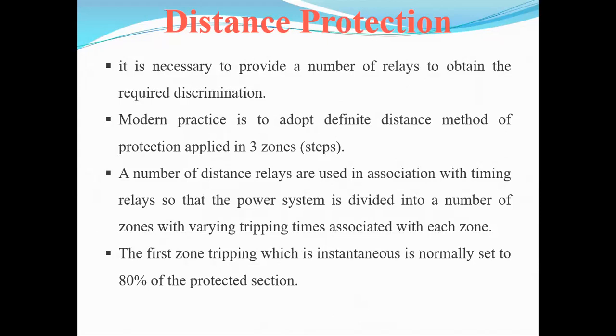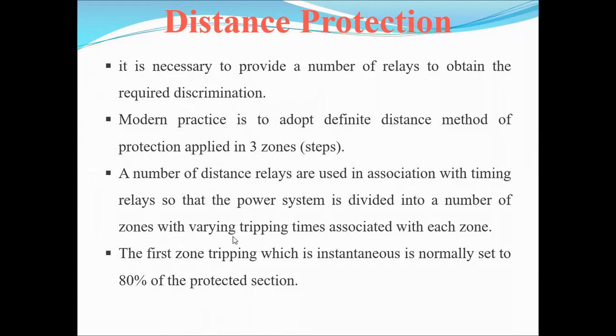Basically the distance relays are divided into three steps or three zones. The number of distance relays are associated with the timing of the relays. The first zone tripping, which is instantaneous, is normally set to 80% of the protected system. We divide into three zones based upon the distance, and the relay will operate accordingly.